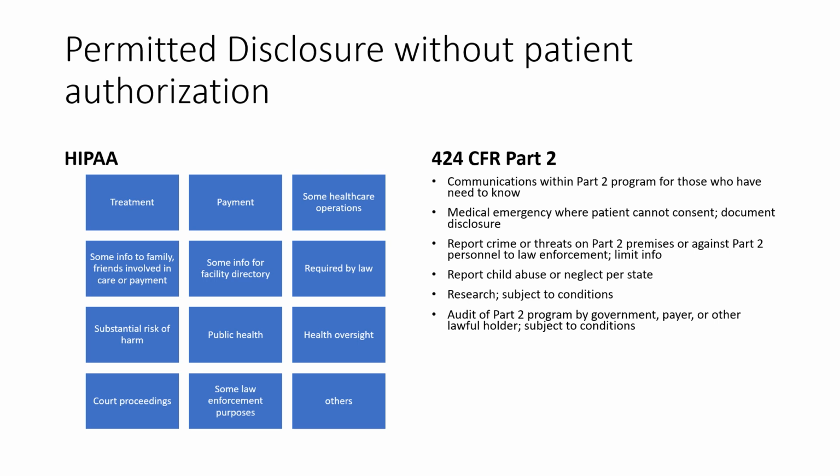have to be on a need-to-know basis. If there's a medical emergency where the patient can't consent, we need to document the disclosure, but you can disclose. You can report crimes or threats on Part 2 premises or against any personnel to law enforcement, but you need to limit the information. You can also report child abuse or neglect per state laws, and you can use it for research, subject to any conditions, and as a part of an audit by a program like a government or a payer or other lawful holder that's subject to the Part 2 conditions.